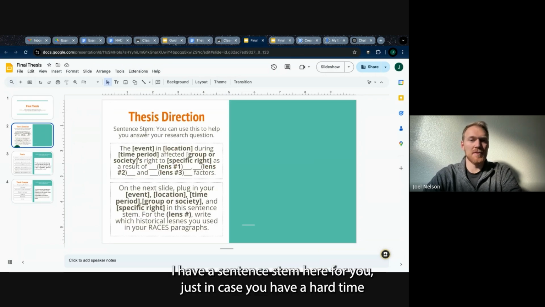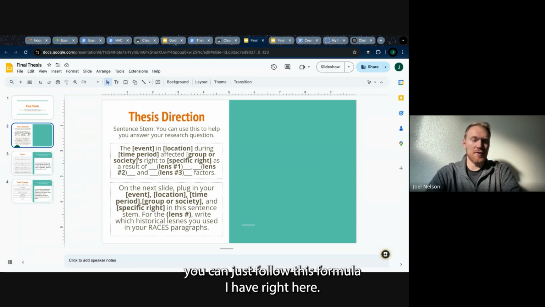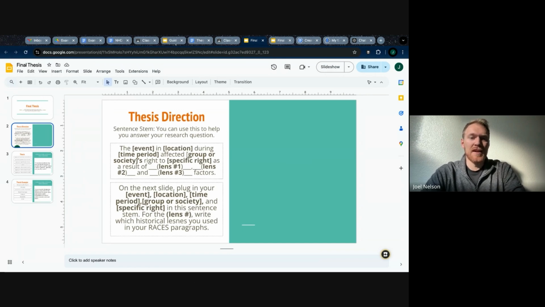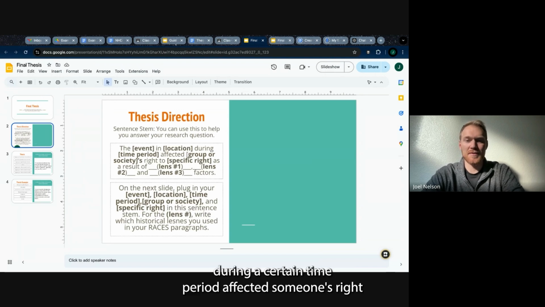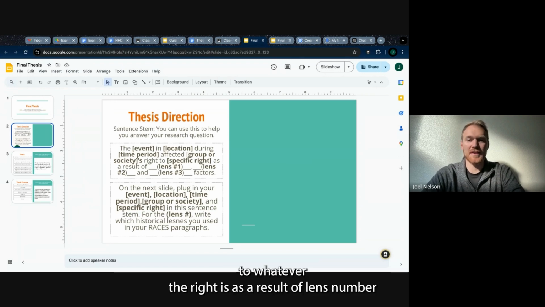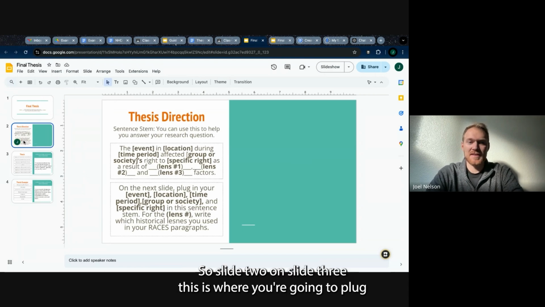I have a sentence stem here for you, just in case you have a hard time getting started, or if you just want to enhance the way that you write your thesis statement, you can just follow this formula I have right here. So the formula is as follows. The way your sentence should read is this way. The event you're talking about in a certain location during a certain time period affected someone's right to whatever the right is as a result of lens number 1, lens number 2, and lens number 3 factors. On the next page, that's slide 2.